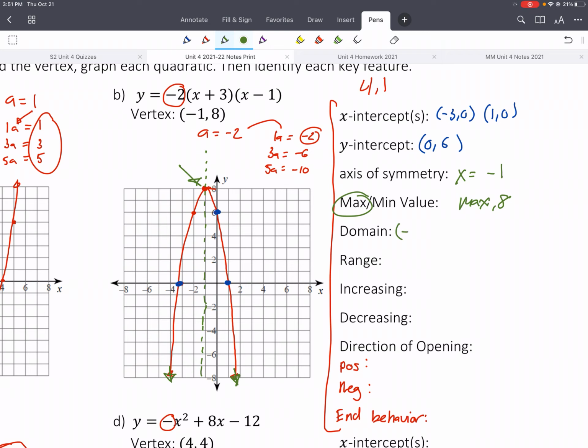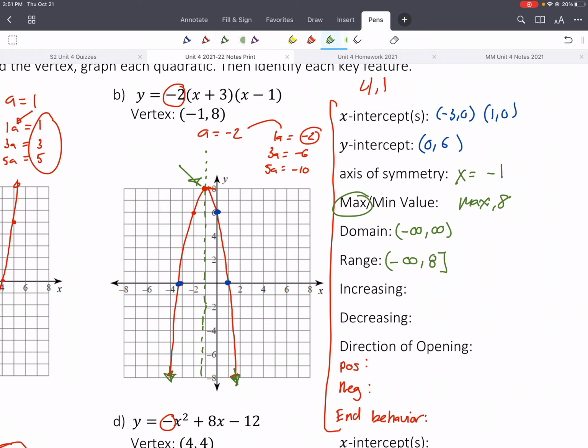Domain is always negative infinity to infinity. Basically, as the parabola keeps going, as those arrows keep going, it keeps getting further and further away from that axis of symmetry, and it never stops. Okay? And then range is all possible y values. So you start at the lowest, so those arrows keep going all the way to negative infinity, and then we scan to the top. How high it goes would be 8. And we do a bracket because we include that value. That is how high it gets.